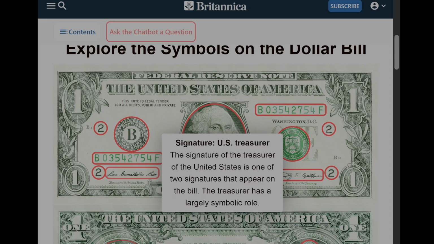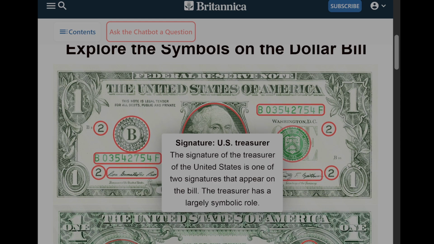The signature, U.S. Treasurer. The signature of the Treasurer of the United States is one of the two signatures that appear on the bill. The Treasurer has a largely symbolic role. Say, they don't even know all this. They know the basic stuff that they were told. But there's more to these bills than what they're saying.